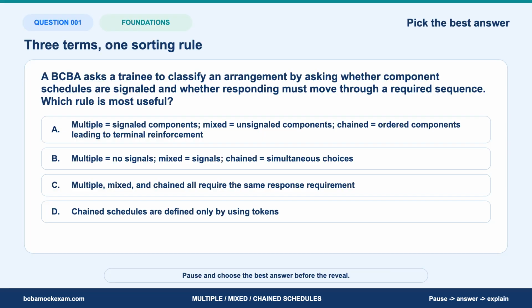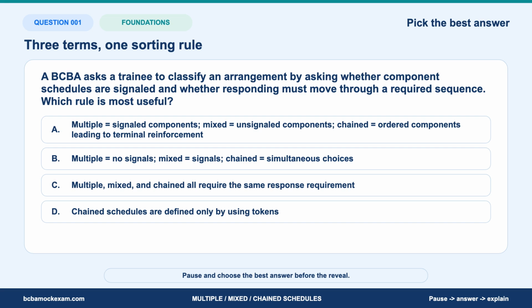Question 1. Read this one for the signal first. A BCBA asks a trainee to classify an arrangement by asking whether component schedules are signaled and whether responding must move through a required sequence. Which rule is most useful? The choices are A. Multiple equals signaled components. Mixed equals unsignaled components. Chained equals ordered components leading to terminal reinforcement. B. Multiple equals no signals. Mixed equals signals. Chained equals simultaneous choices.